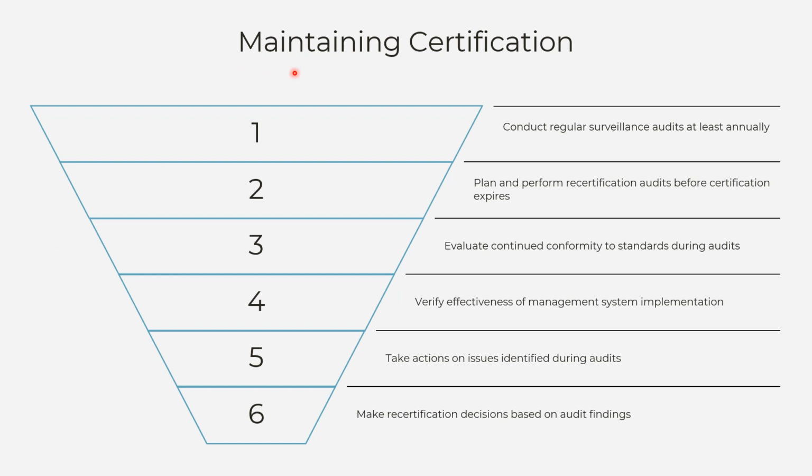Maintaining certification is not a one-time event, but a continuous process that requires commitment and regular attention. Let's walk through the steps outlined in the funnel diagram to understand what it takes to maintain certification. At the top of the funnel, we have the regular surveillance audits, which should be conducted at least annually. These audits are like health checkups for the organization's management system, ensuring that it continues to conform to the standard and that the processes and controls are functioning as intended.